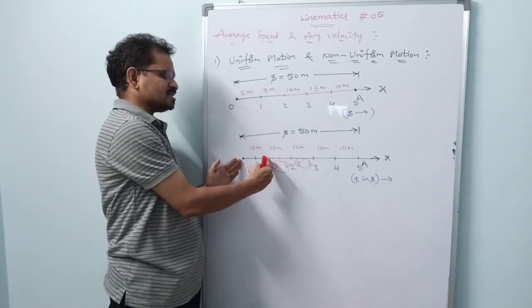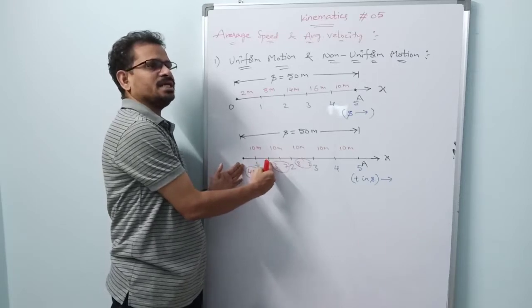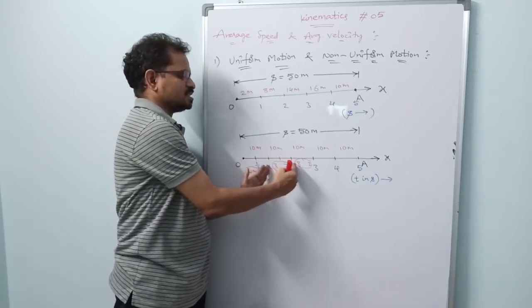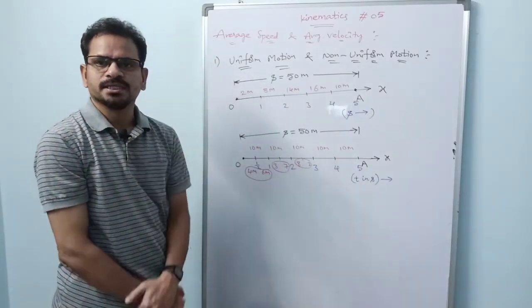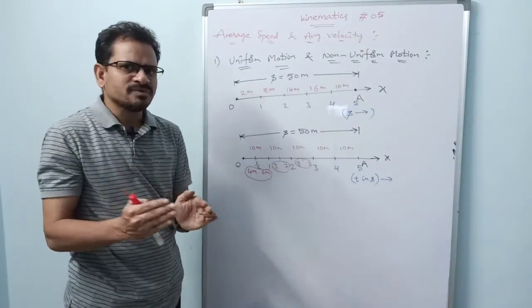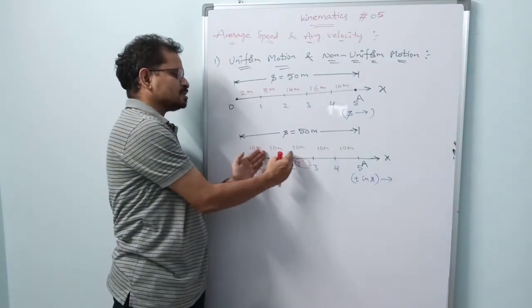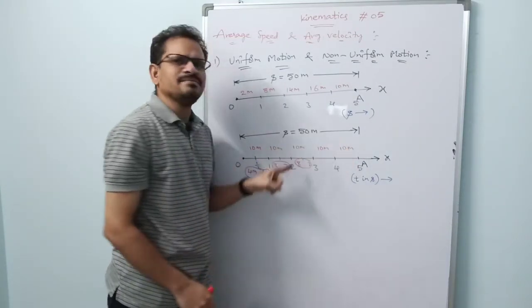Here, what is the size of the time interval? Each time interval is 1 second, 1 second, 1 second. The size of the time interval is 1 second. When the size of the time interval is 1 second, what are the distances covered? 10 meters, 10 meters, 10 meters, 10 meters, 10 meters. Seems to be uniform motion.